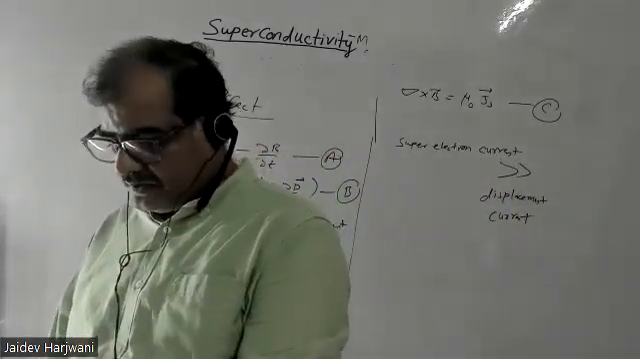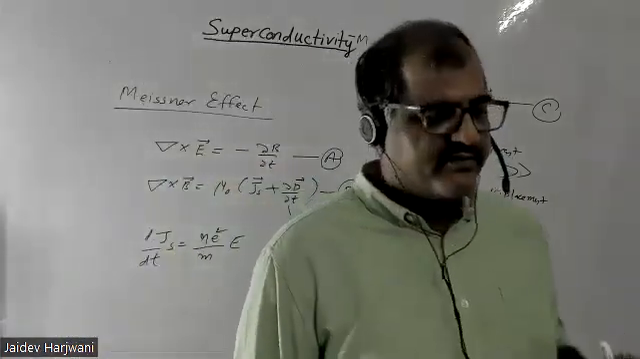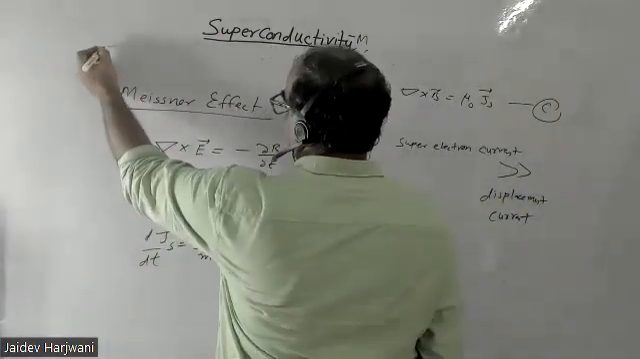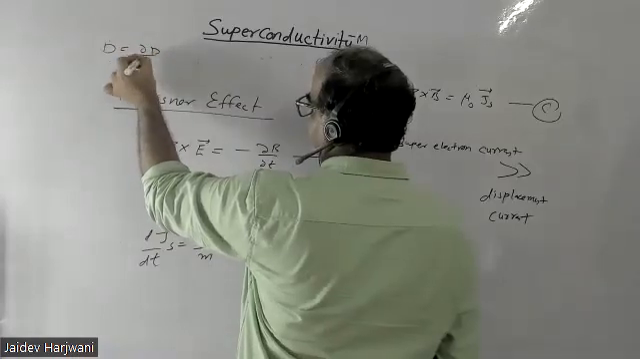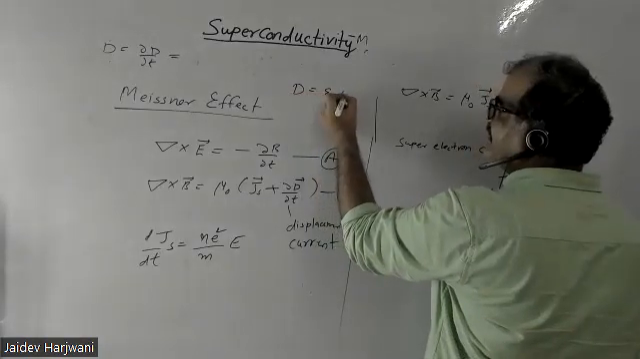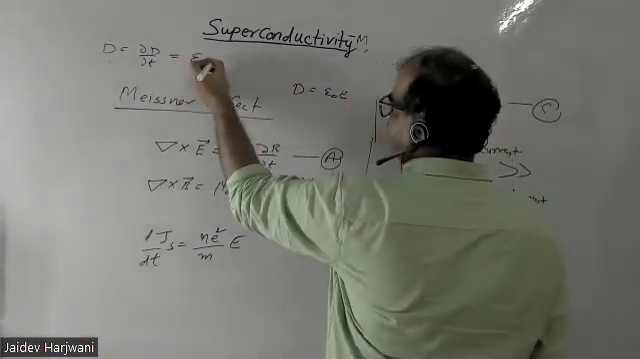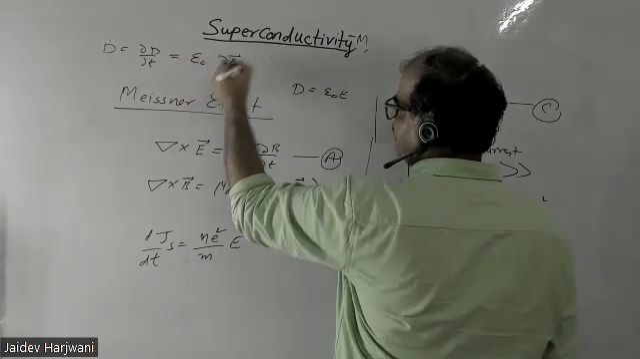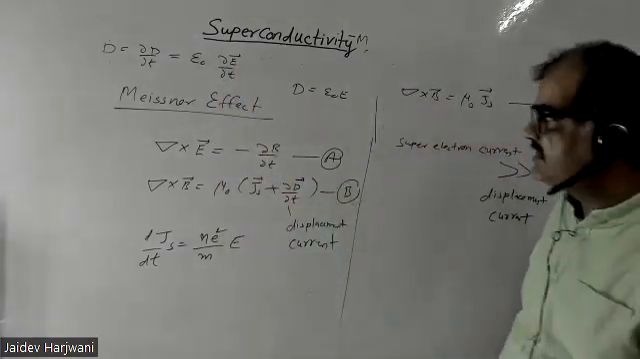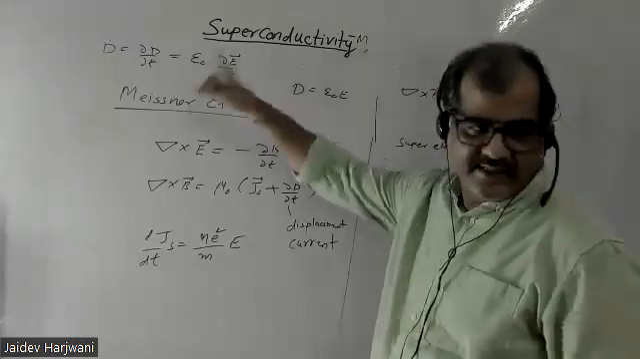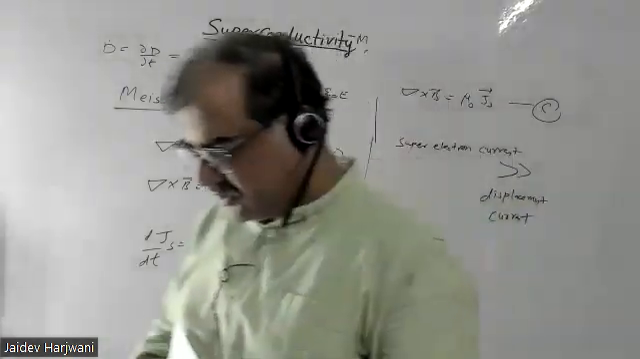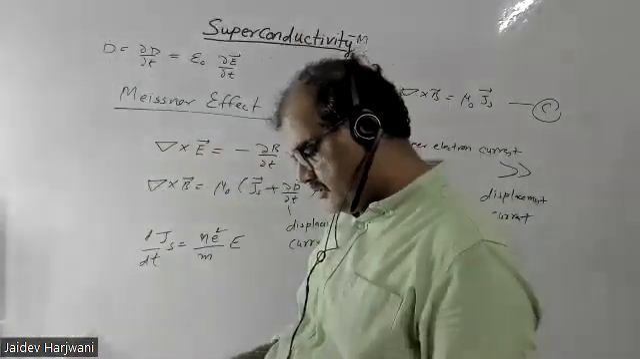Sir, can you explain what displacement current is? Displacement current is the current produced because of a changing electric field. It is del D upon del T, and D is epsilon naught E, so it is epsilon naught del E upon del T. Whenever the electric field changes with respect to time, you get a current. That current is called displacement current. In the case of super electrons, this current is negligible.